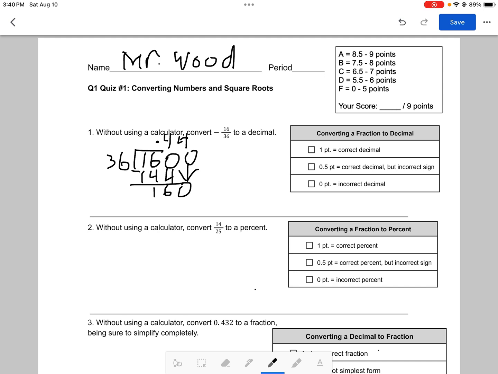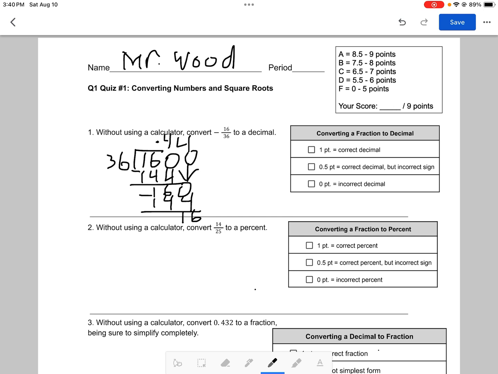Make that a 4, oh, that's an awful 4. Okay, there we go. 4 times 36 once again is 144. So the pattern that we're following here, right? Every time I do this, I keep getting 16. So I know that my decimal is going to be repeating with 4s.